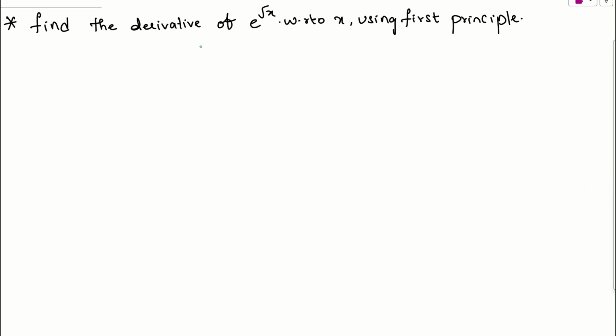Yeah, now let us see the question here. What is the question given here? We need to find the derivative of e power root x with respect to x using the first principle, right? So what is the first principle? We have already seen what the f dash of x formula is. I just taught you.